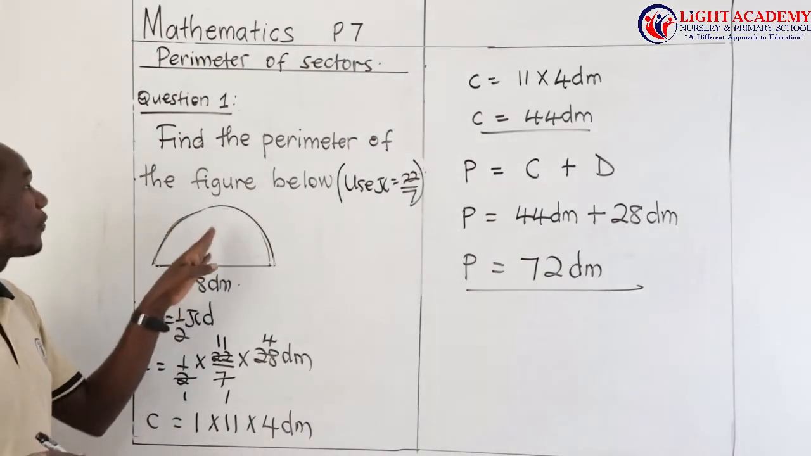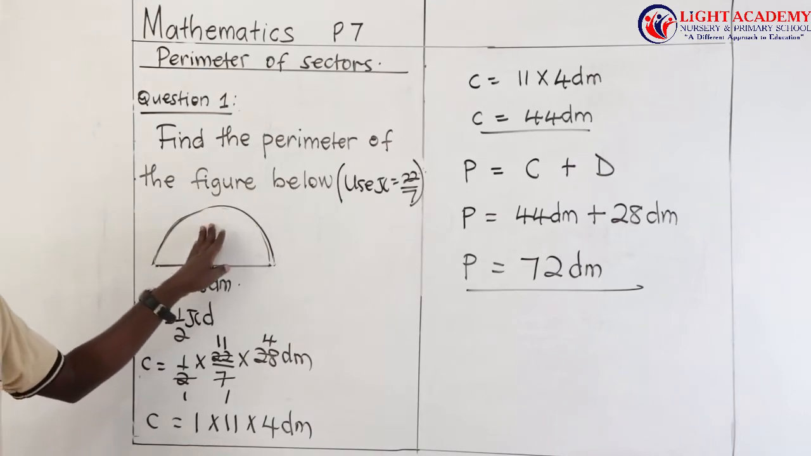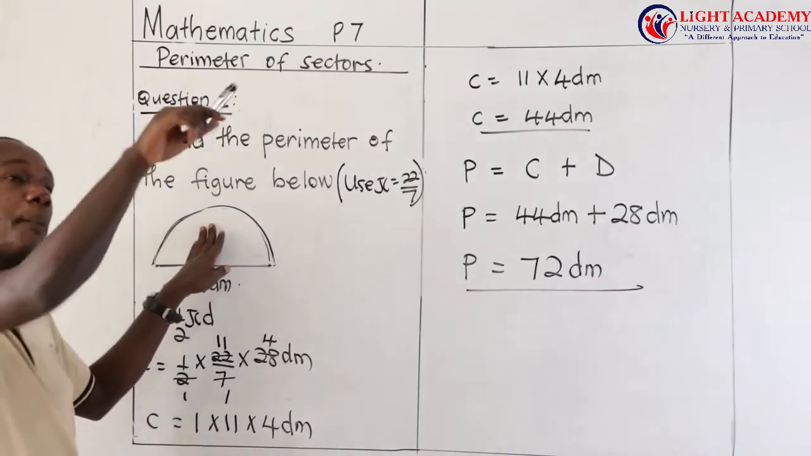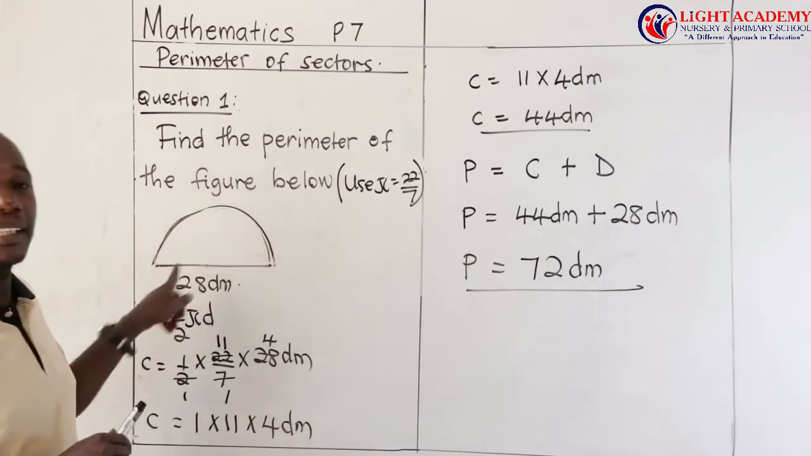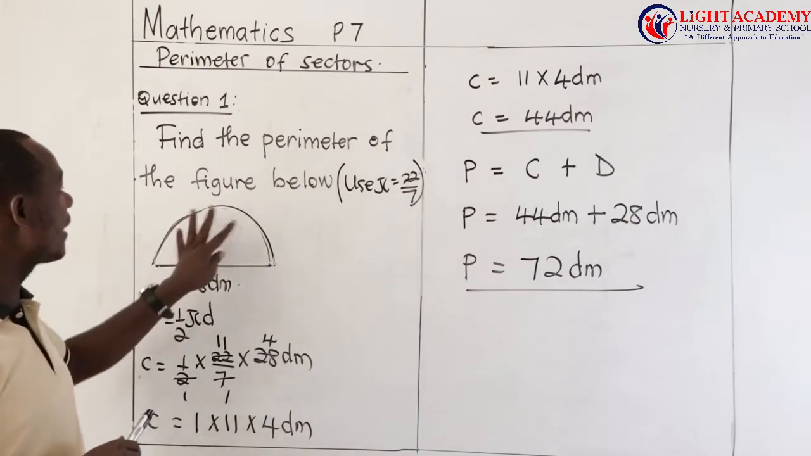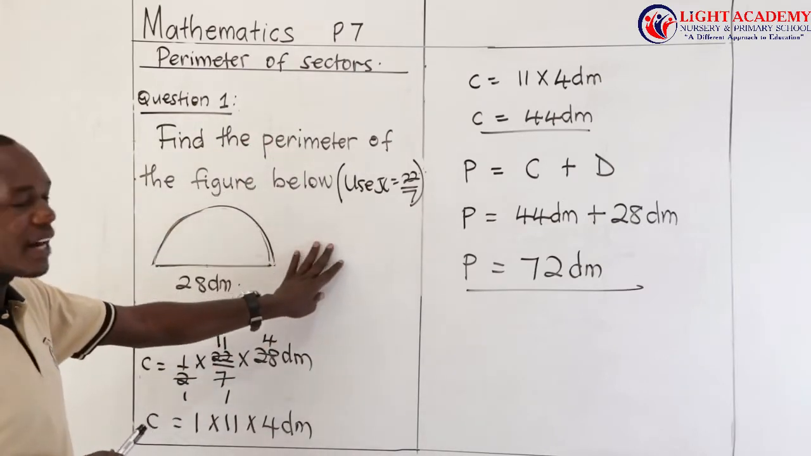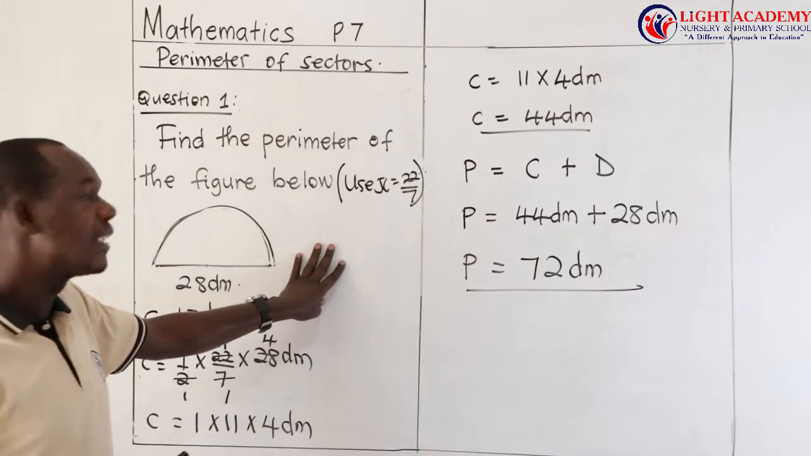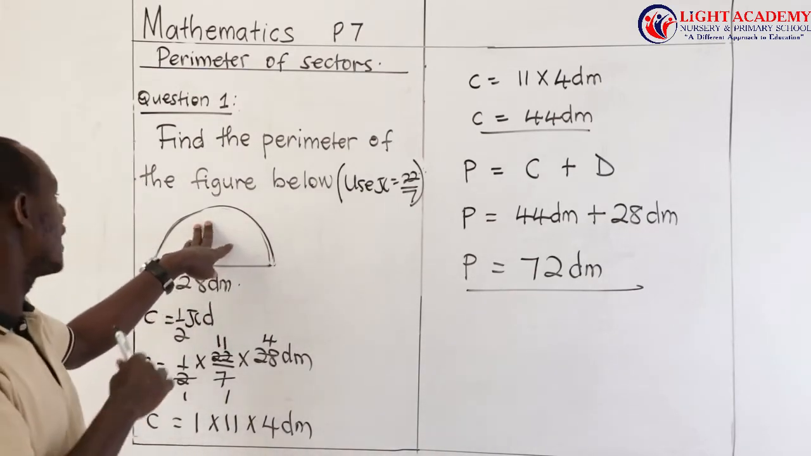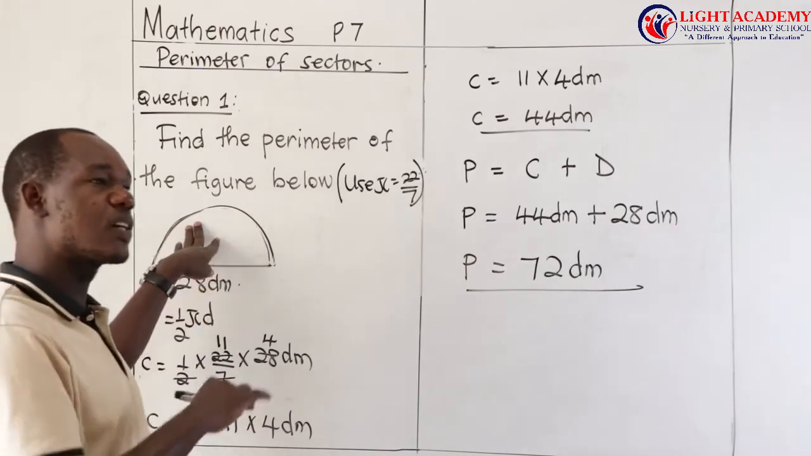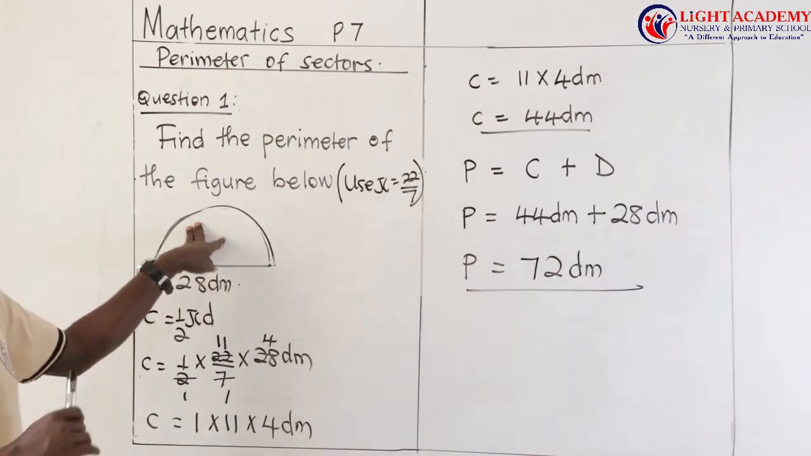Whenever they ask you to find the perimeter of any sector, you must know which parts you are supposed to add. Like in this case, we have added circumference plus diameter to move around this figure. So this is our example number 1. We shall leave this example number 1 and also look at another kind of sector, not necessarily a semicircle. So let's leave the semicircle and go and look at another sector in our example number 2.